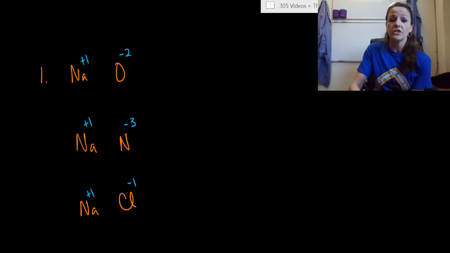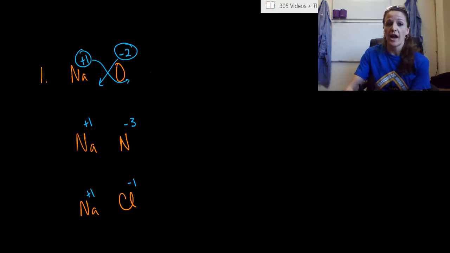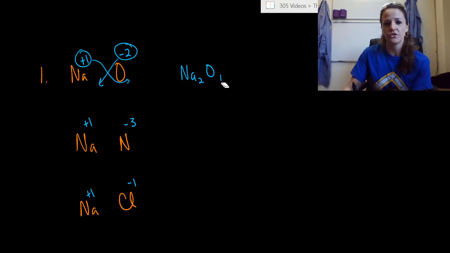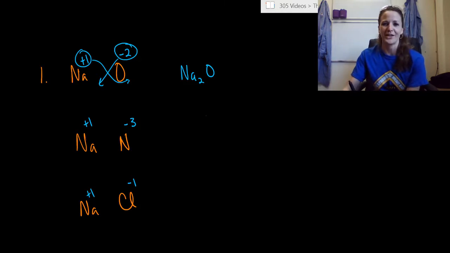And now all we have to do is take these charges and swap them for their subscripts, just like that. So essentially what would happen is if sodium and oxygen came together, you'd end up with the overall ionic formula of Na2O, and then 1 is really what you'd put, but we don't write 1s in chemistry, so you just erase that right there. So you'd end up with Na2O. We'll work on the naming in a later video.